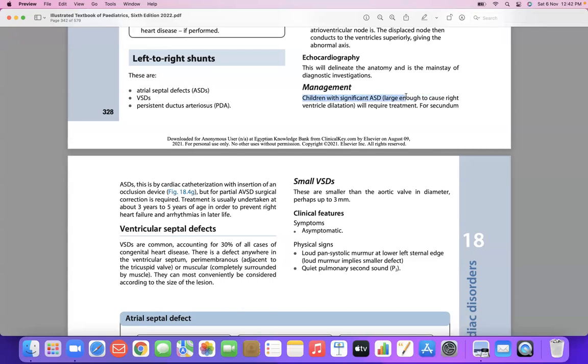So children with significant ASD, large enough to cause right ventricular dilatation, will require treatment. For secundum ASD, this is by cardiac catheterization with insertion of an occlusion device. I showed you the occlusion device in the picture. So they will just do the cardiac catheterization with insertion of an occlusion device. But for partial AVSD, surgical correction is required.